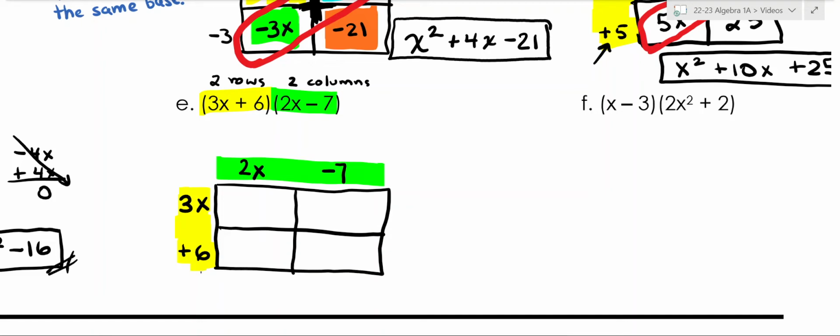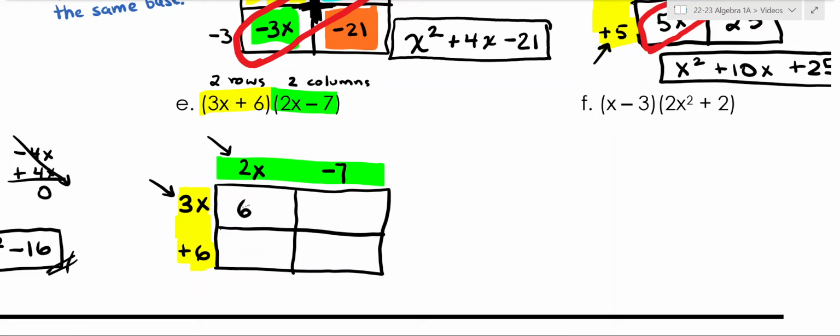All right, so 3x plus 6, and then the 2x minus 7, and so we start this one right here. The answer for here is going to come from the 3x times the 2x. Okay. So the 3 times the 2 is going to give us the 6. 3 times 2 is 6.